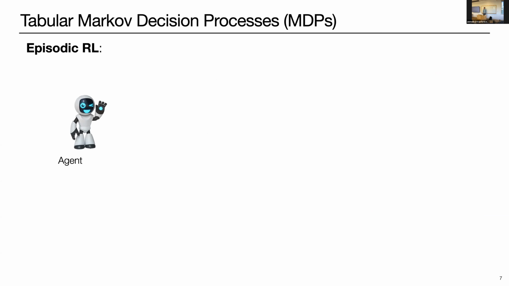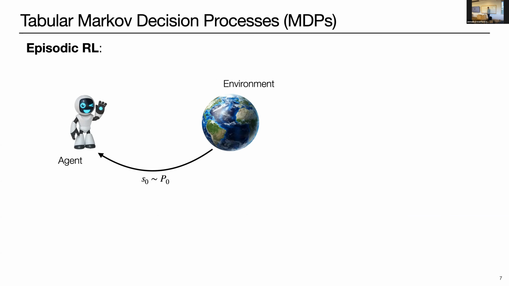So the problem that we're going to be studying throughout this entire talk is an episodic RL problem in the tabular case. We have some agent, we have some environment, and some initial state is drawn from the environment. The agent reacts to that state with an action, playing according to some policy. The environment then responds with a reward and a next state.